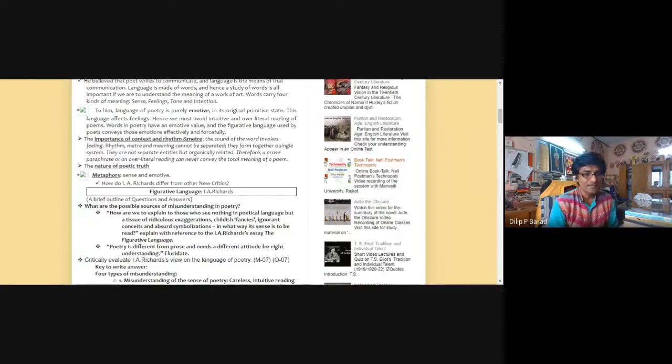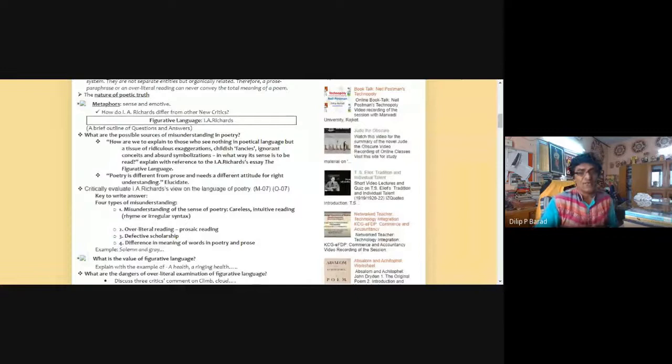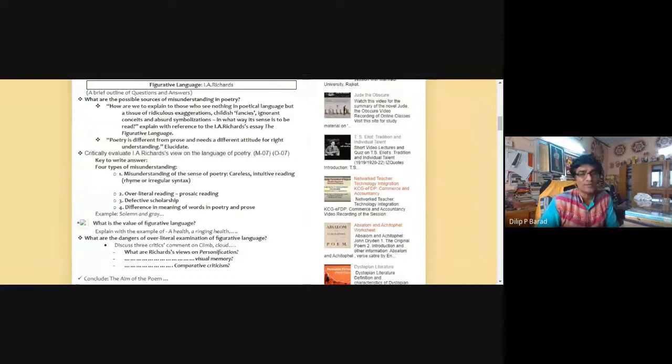The importance of context, rhythm and meter speaks about that. The sound of the words invokes feeling. Rhythm, meter, and meaning cannot be separated. They form together a single system. We'll come to the idea about rhythm later on when we discuss it. Okay, fine. So figurative language, when we come down to our essay, which is in our syllabus, after this background for practical criticism, we see this aspect there.